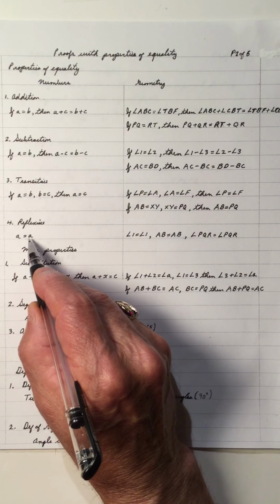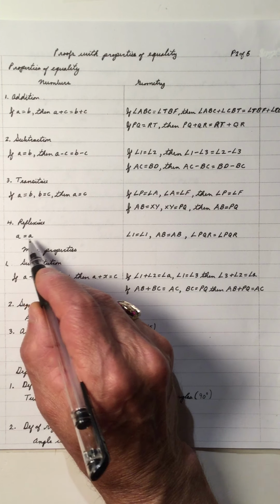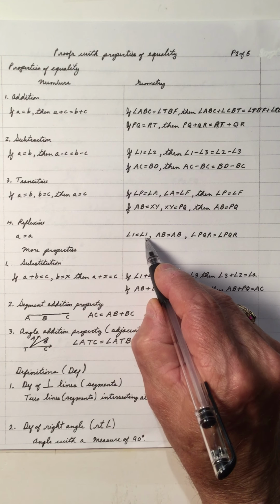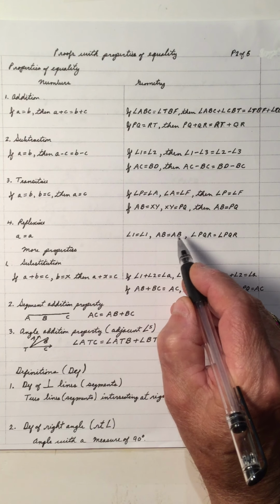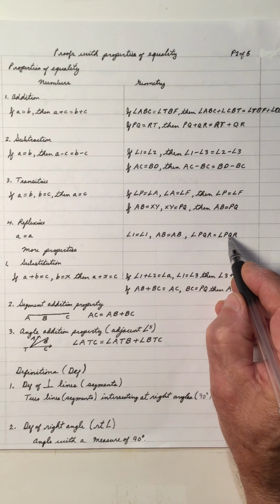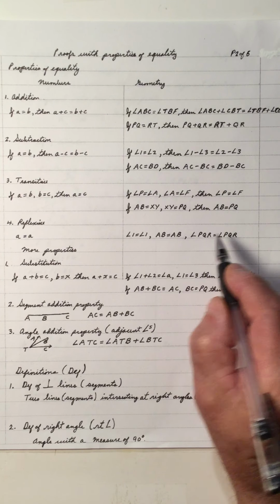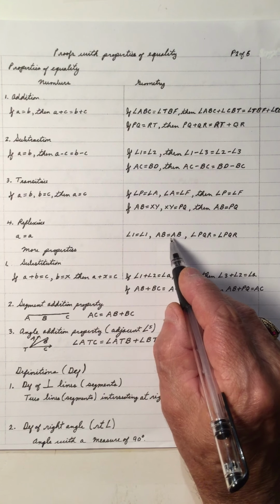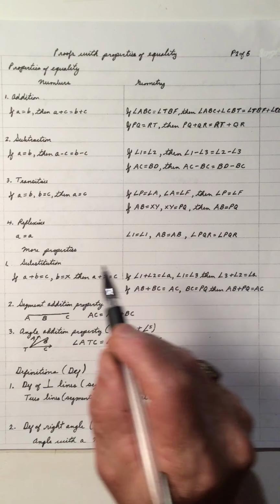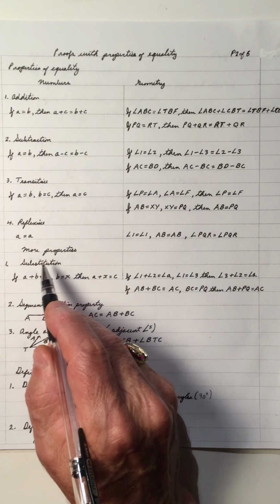Reflexive property: A equals A, that's in numbers. Or angle 1 equals angle 1, or segment AB equals AB, or angle PQR equals angle PQR. So any number is equal to itself, or any angle measure is equal to itself, or any segment is equal to itself. And there are more properties.